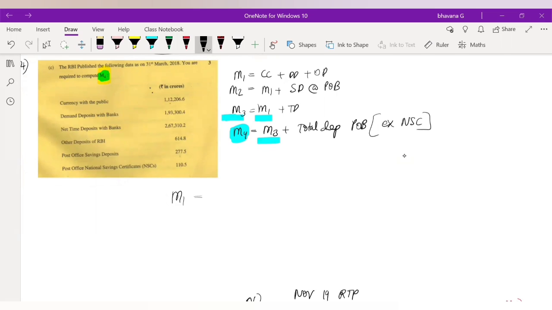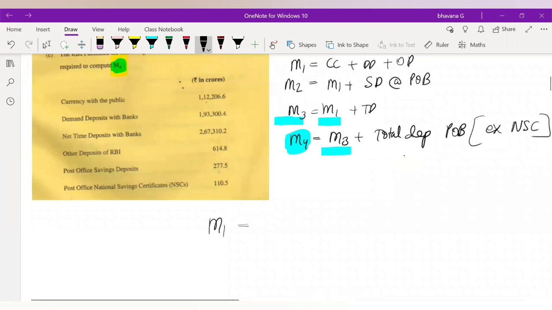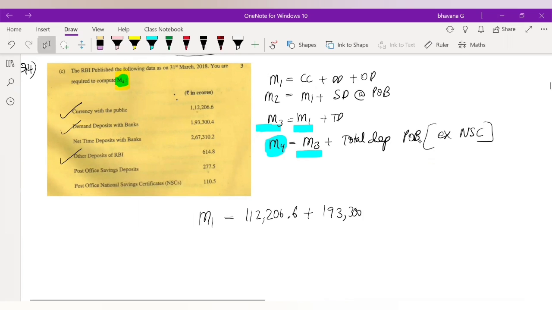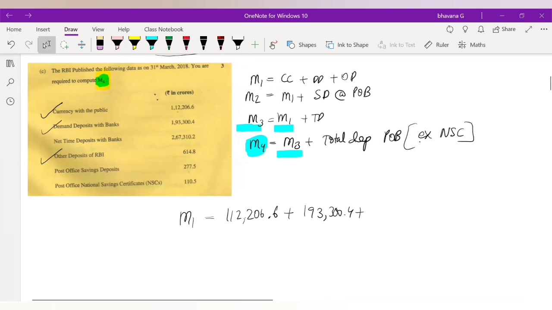What is M1? M1 is nothing but your currency, your cash, plus demand deposits, plus other deposits. So in the question, we'll see where you have these. So M1 is currency with the public, plus demand deposits with the bank, plus other deposits with RBI. So let's do this. What is M1? M1 is 112,206.6 plus your demand deposit, which is 193,300.4 plus other deposits. Other deposit is 614.8. So if you do this, you will get your M1.